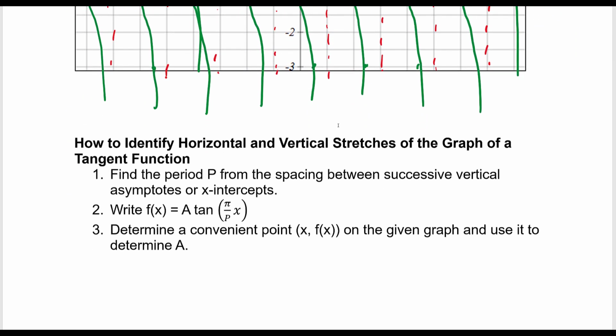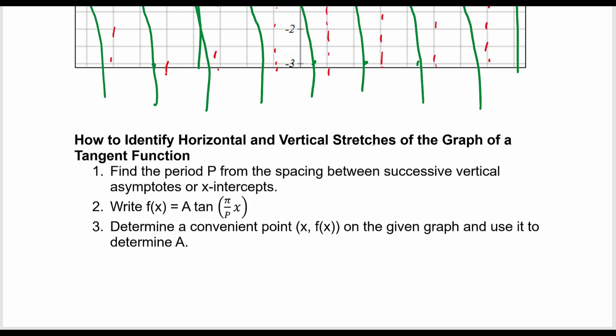Graphing tangents. How to identify horizontal and vertical stretches of the graph of a tangent function. Find the period P from the spacing between successive vertical asymptotes. Write f of x equals a tangent of pi over p times x. Determine a convenient point x, f of x on the given graph and use it to determine a.